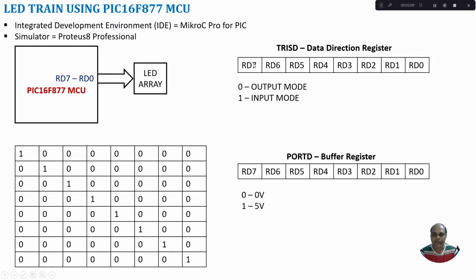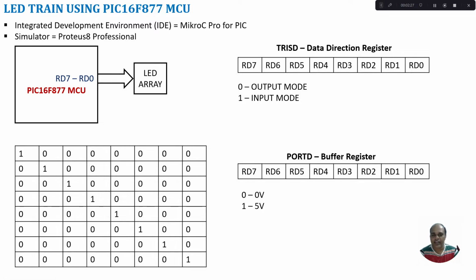So if I put a value of 0 in this bit position, we can configure the particular pin as an output pin. If I specify it as 1, it will be an input pin. So that is how we can define a particular port pin as an output pin or an input pin.